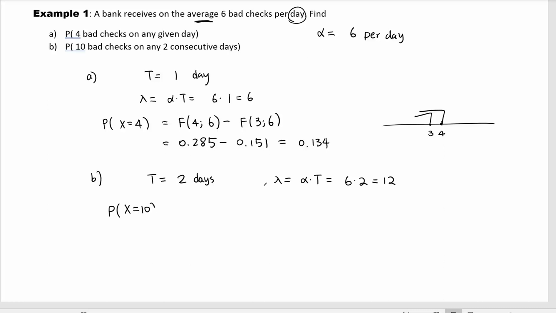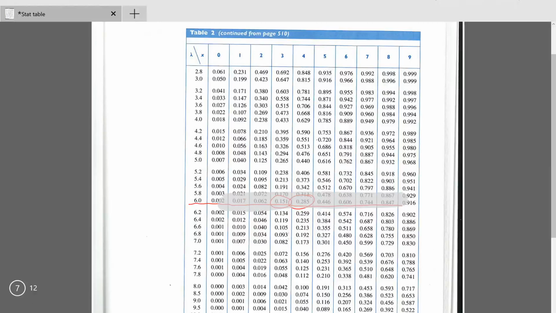Okay, so here we have 10 bad checks, x. So x equals 10. So what is that? What is 10? That is less than or equal to 10, subtract less than or equal to 9. So P(X ≤ 10) with lambda 12 minus P(X ≤ 9) with lambda 12. Let's find our table.